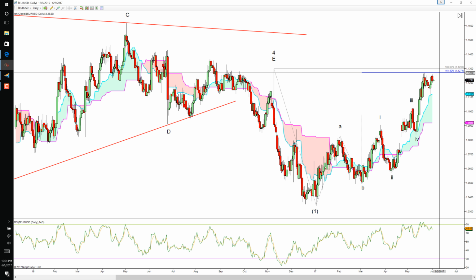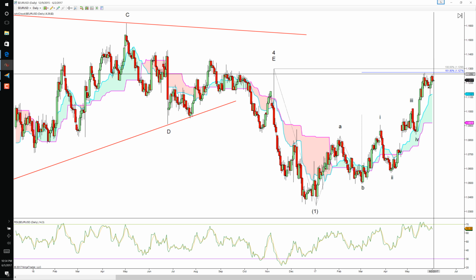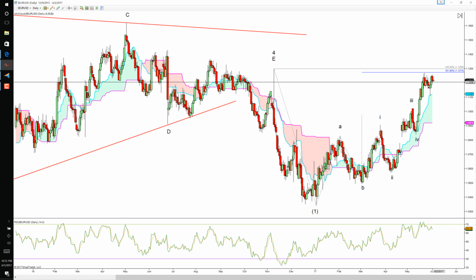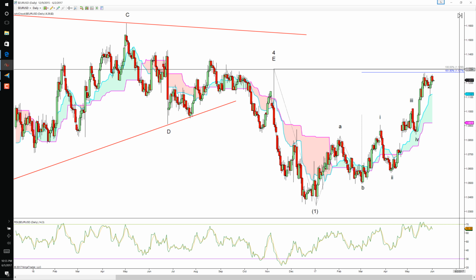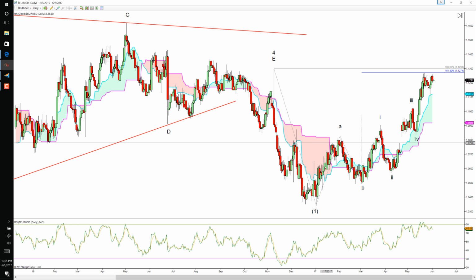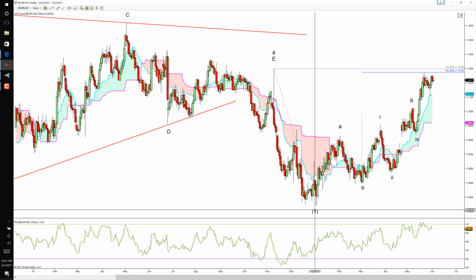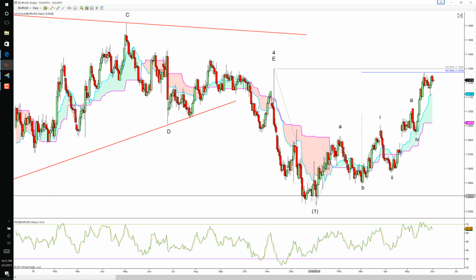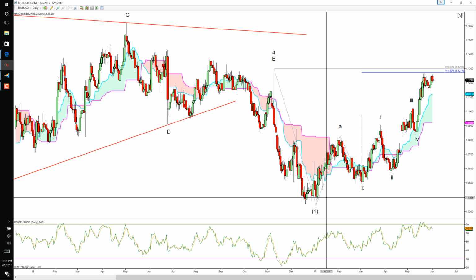If price makes a new high and this is still wave 2, then price will need to go between 1.1274 and 1.1290 in this area, and then it has to completely fall. Because if it goes above 100%, which is 1.1298, then this is invalidated, which means that this is not wave 1 of 5.